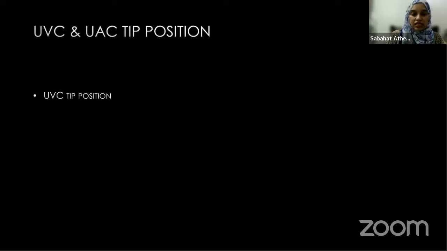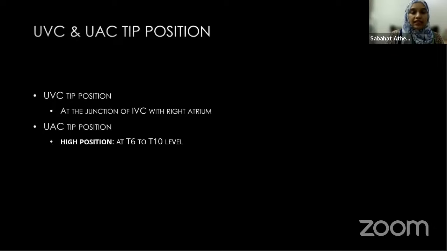As I said, UVC tip position, the umbilical venous catheter should be at the junction of the IVC with right atrium. And the UAC tip position, it can be high, T6 to T10, and low position L3 to L5. Okay. Moving to the next case. Yeah, there is RDS. Yes, NEC, one of the causes of pneumoperitoneum.